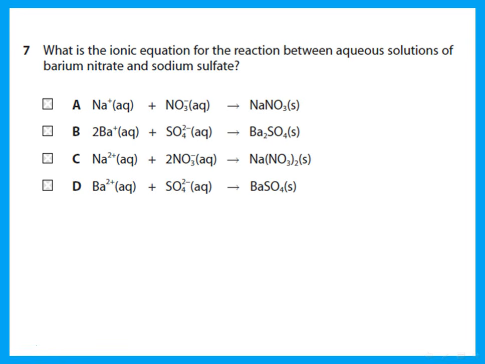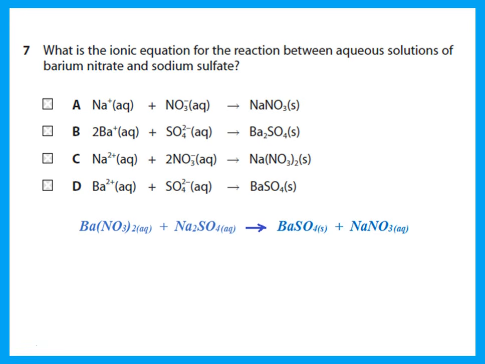What is the ionic equation for the reaction between aqueous solutions of barium nitrate and sodium sulfate? Well, you should know how to do this. So let's say how to do it first and then how we can recognize it without doing it. So if I have an aqueous solution of barium nitrate and sodium sulfate, this is the equation, and you should pay attention to the state symbol.